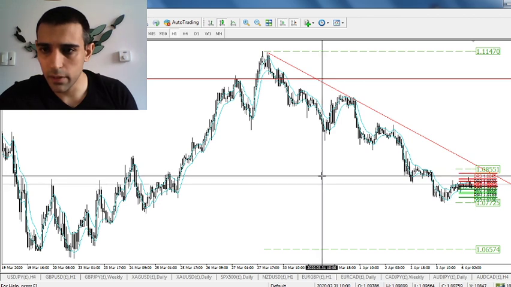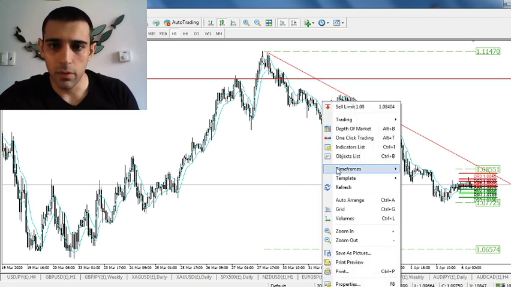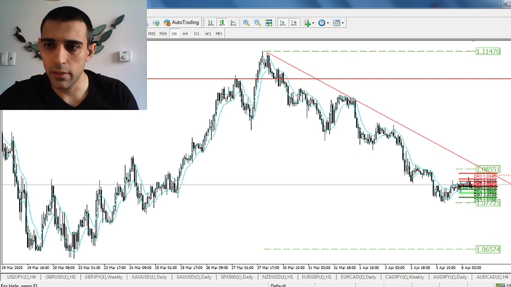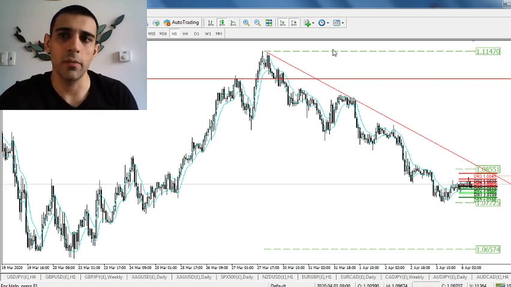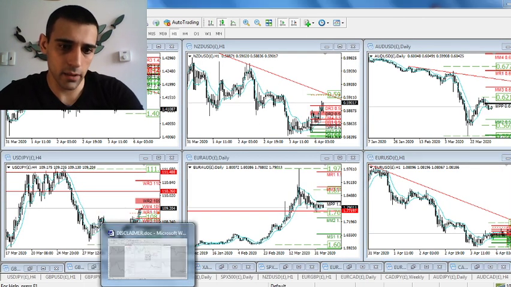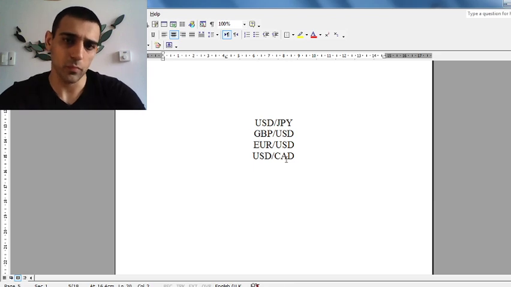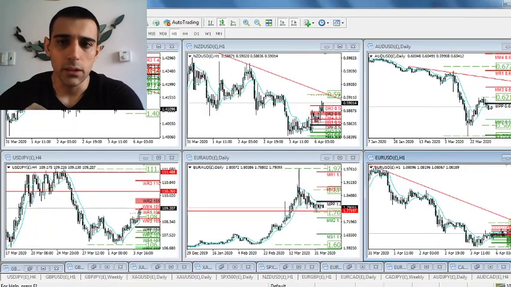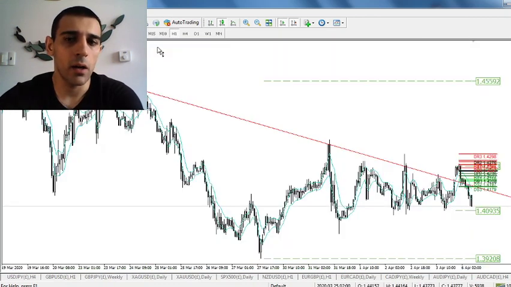Ideally, let me just put the reminder or the alerts so that it notifies me here, because this is a pretty good setup. Okay, and we've got another currency here, which is the last one: US dollar against Canadian dollar. Let's go and check that one out.